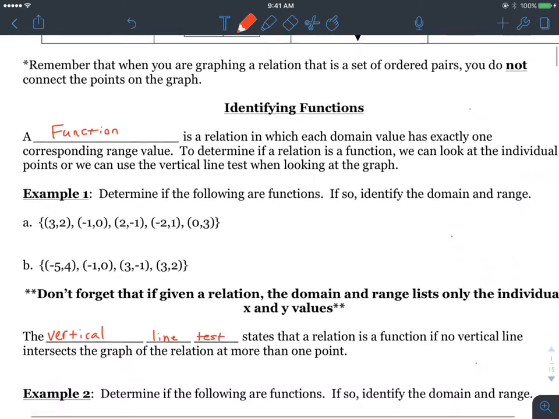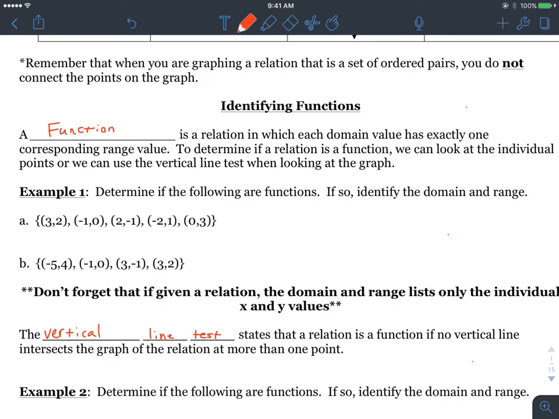Okay. Big thing that we do a lot in this first unit here is identifying if something is a function or not. So a function, it's a specific type of relation. A function is a relation in which each domain value has exactly one range value. Exactly one range value right there. So that'd be something good to highlight or circle there. To determine if a relation is a function, we can look at the individual points, or we can use something else here called the vertical line test when looking at a graph. And I think we're about to practice both of those.